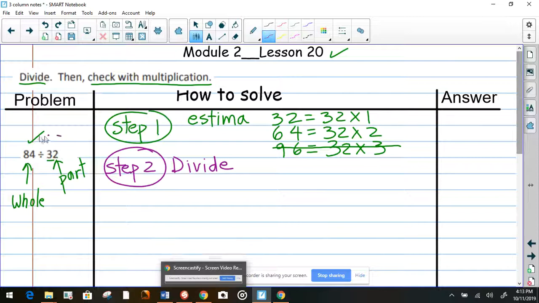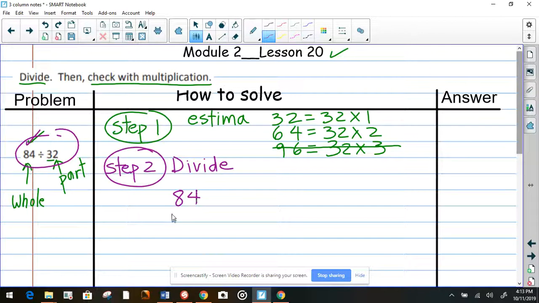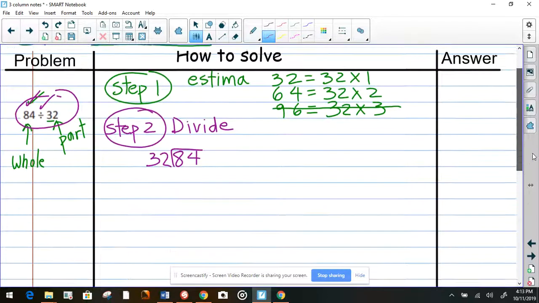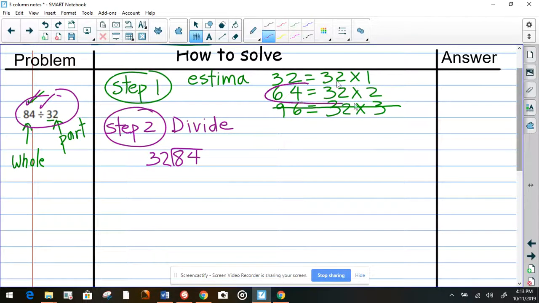Okay, now let's copy our division. Remember, you always write the first number, 84, divided, this is the divided sign, by 32. As we just discovered with our estimation, we know that 32 goes into 84 2 times. So we're going to multiply that 2 times 32. See, we already have the answer here. 2 times 32 equals 64. So we're going to write 64 there.